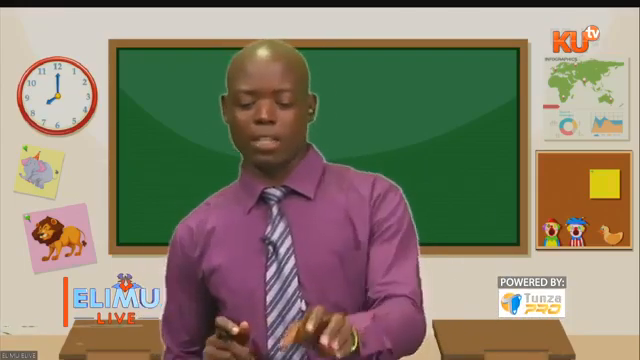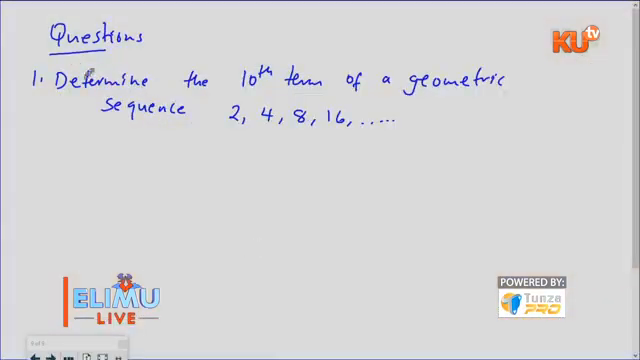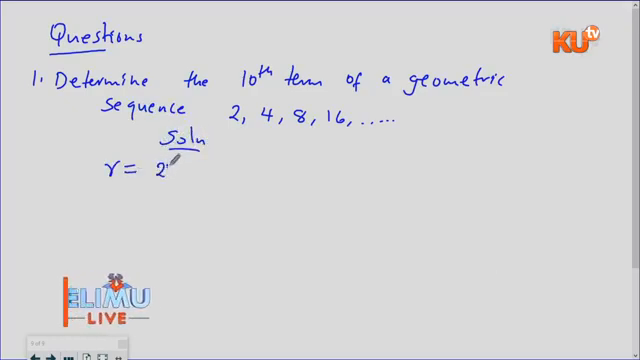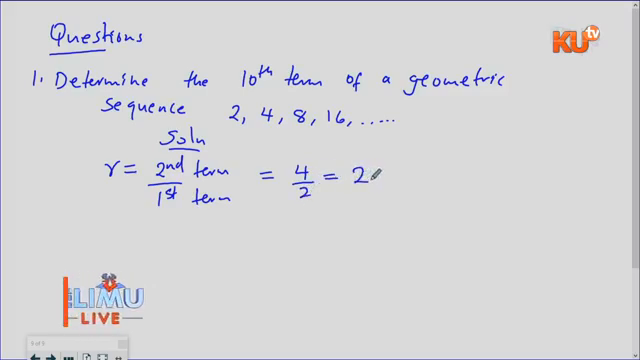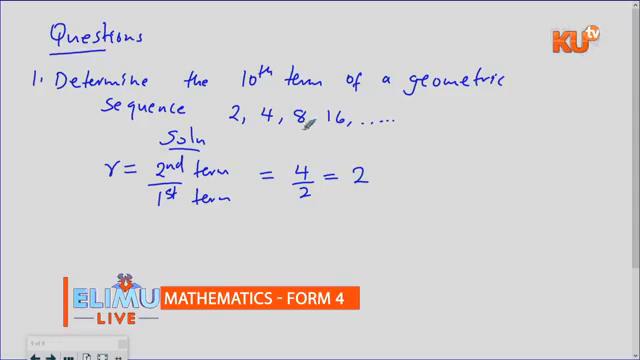So let's see it practically. Our r will be equal to the second term over the first term. Now remember, student, it is not 2 over 1. It is the second term over the first term. So this should give us 4 over 2, and so your solution in this case is 2. Again, if you took 8 divided by 4, you will still get 2. And so it will be if you take 16 divided by 8, it will still be 2.